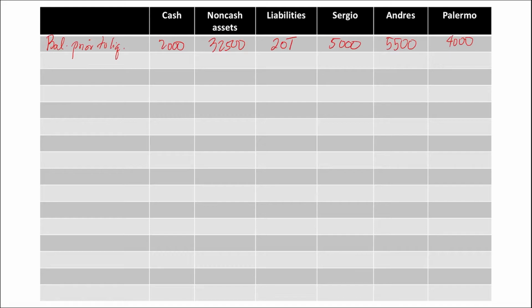Bago natin i-establish mismo, tignan natin kung balansyado si accounting equation natin, ha? So, total assets is 34,500. How much is the sum of the liabilities and equity? That is 34,500. So, okay naman. Walang problem.